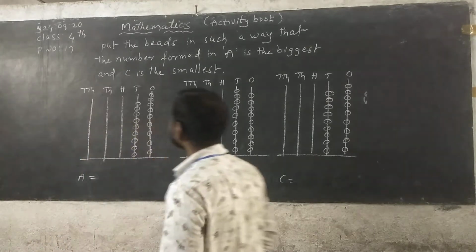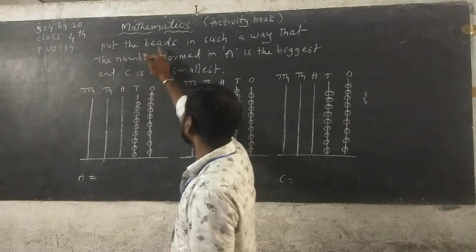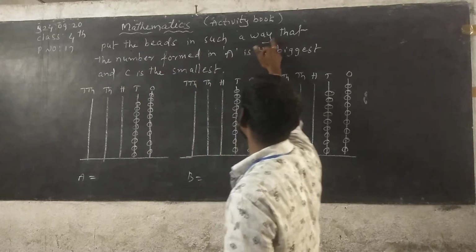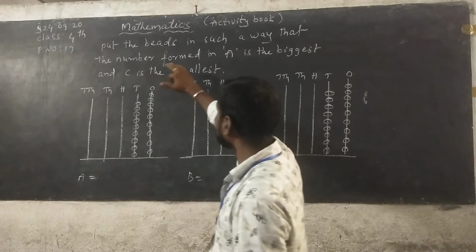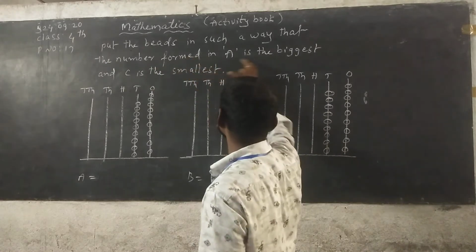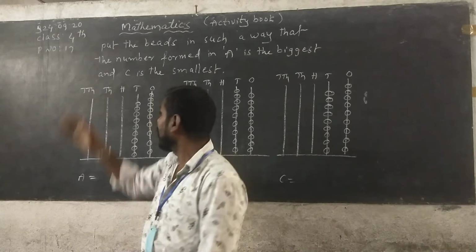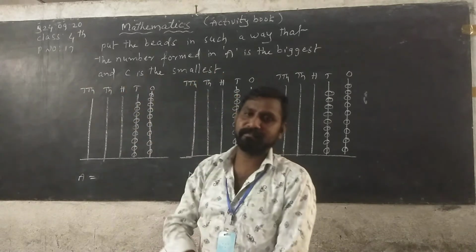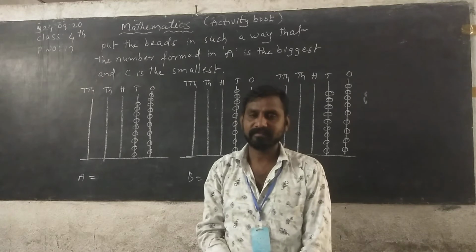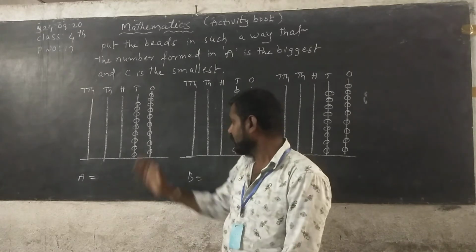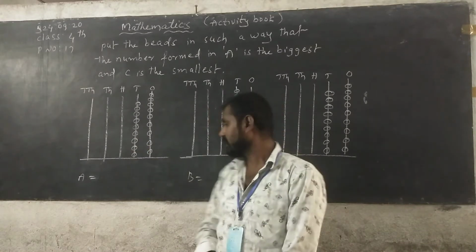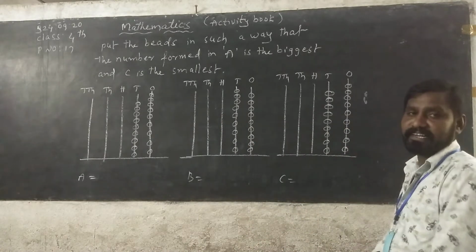Page number 17. See, put the beads in such a way that the number formed in A is the biggest number and C is the smallest number. So A is the biggest number and C is the smallest number.